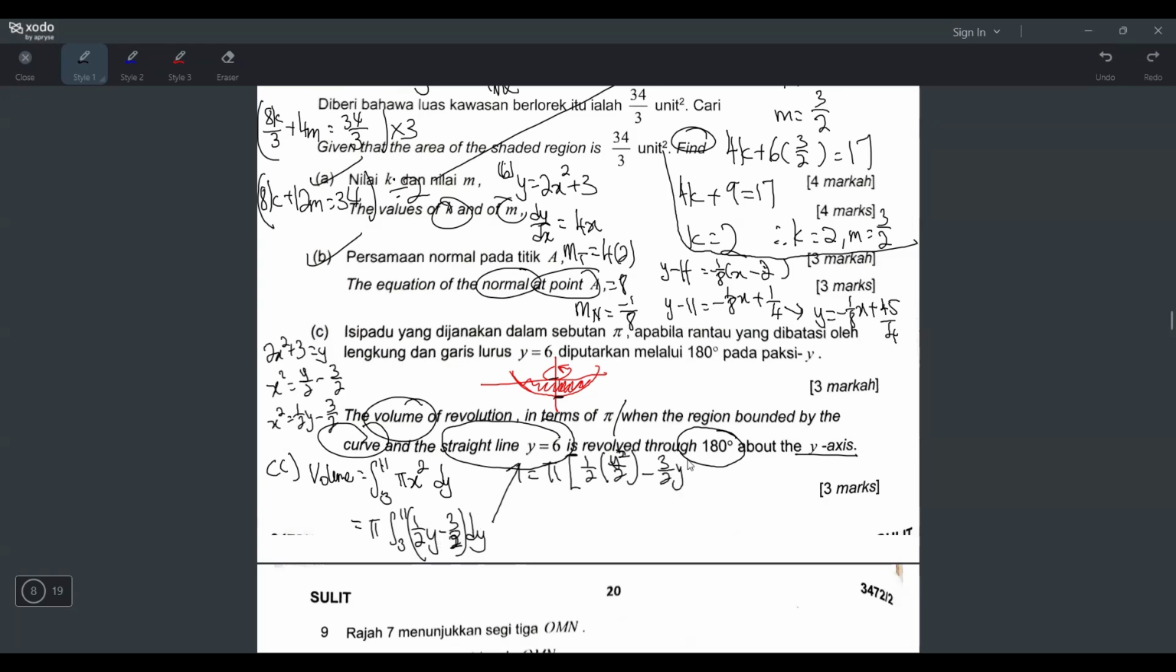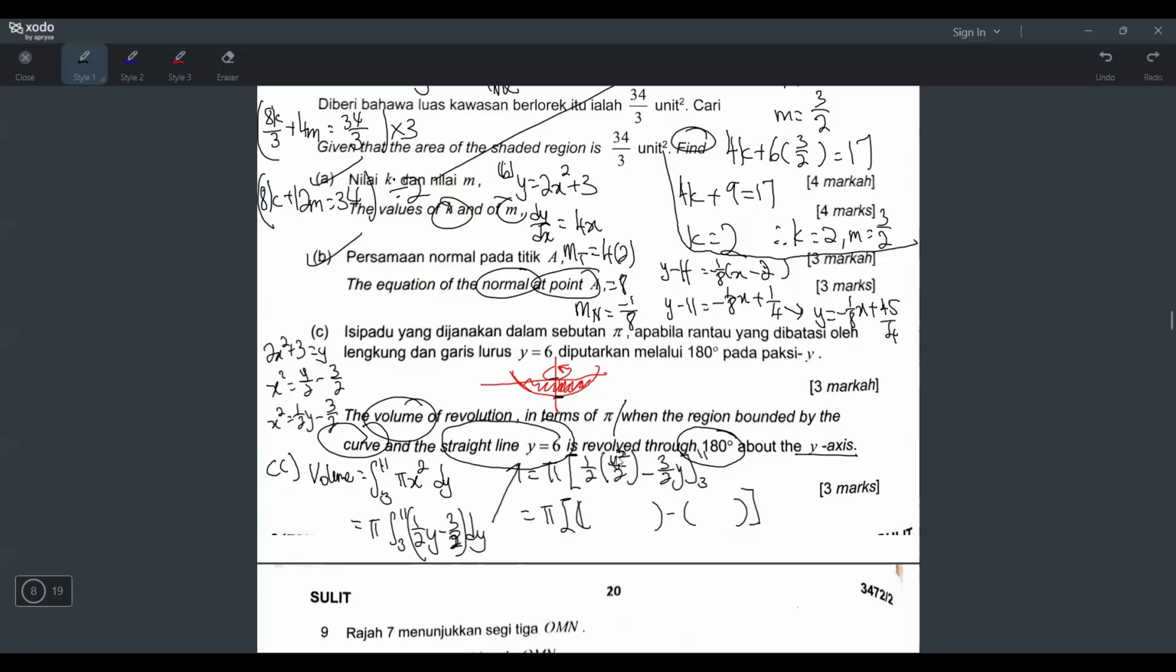You just put y only. Okay, because this one is dy. And then don't forget to put 3 and 11 here. So now you can sub 11 inside and write the answer here, and then sub 3 inside and write the answer here, and then in the middle is minus.